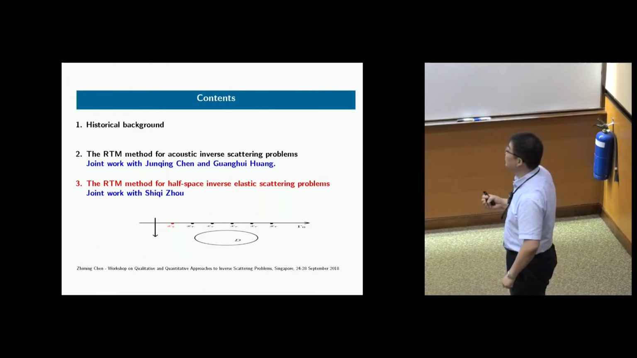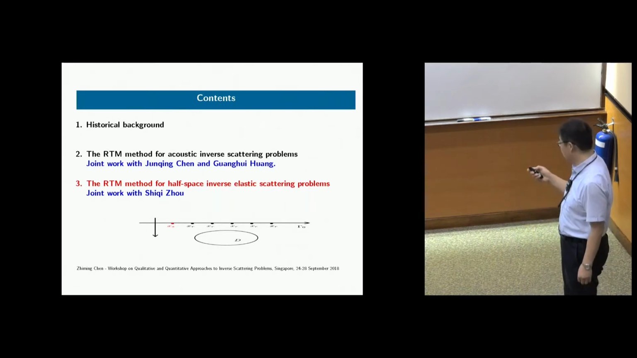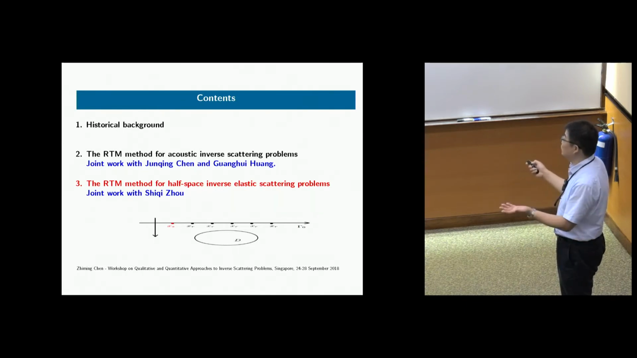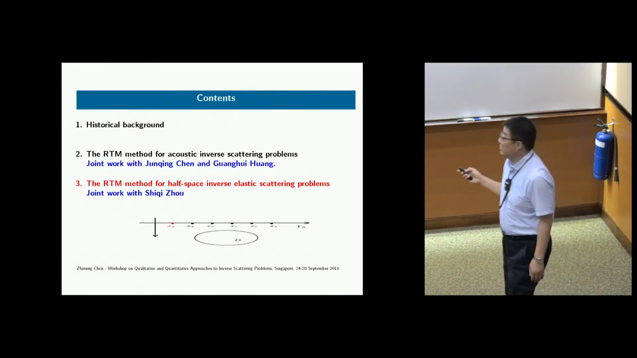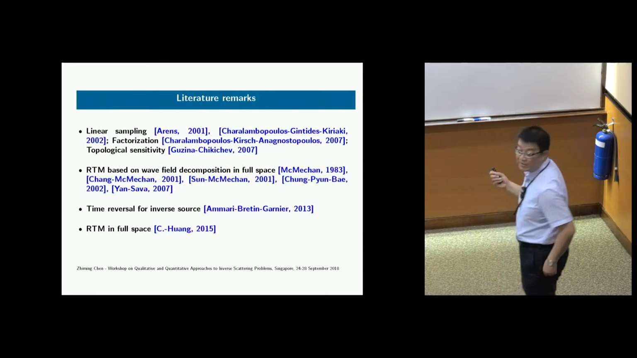And now I'll go to the main part of my talk today, where we try to extend this to deal with the half space inverse elastic scattering problem. That means we have the data collected, we have a shot, and then we collect data. But now the subsurface medium, we assume, is elastic, not acoustic. So what are the new mathematical difficulties?